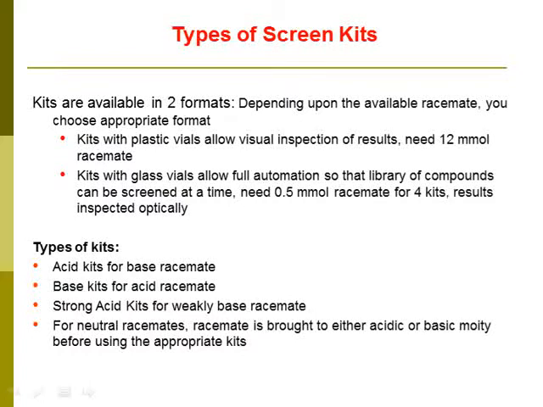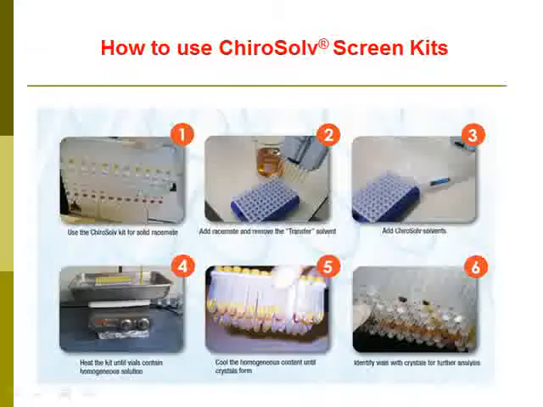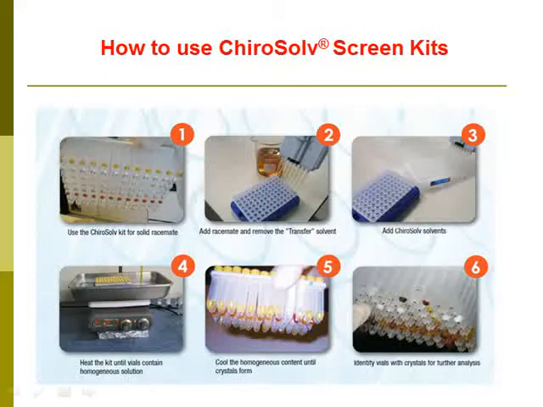Types of kits. We have acid kits for base racemate, base kits for acid racemate, and strong acid kits for weakly base racemate. For neutral racemate, it must be brought to either acidic or basic moiety and then you can use the appropriate kits.